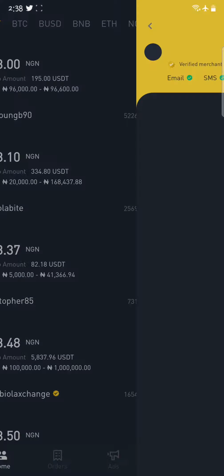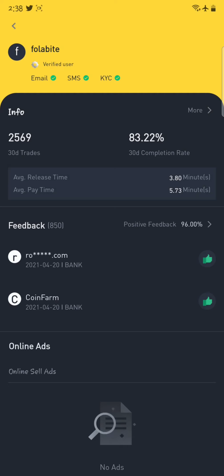Now, what am I doing that for? So I can see the average complete time. By checking the average complete time, I know how long I'll have to wait on average. So this seller releases coins that you buy from him in 3.8 minutes, which is like 4 minutes. And on average, if you are going to sell a coin to this particular person, he takes about 6 minutes to make payments. So by the time you have this in mind, you now know about this particular seller and you can proceed to doing your trade.